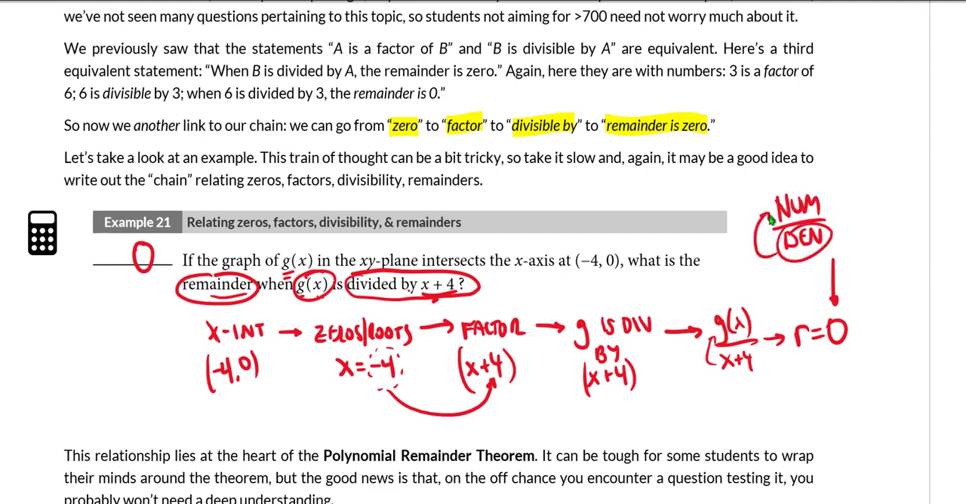If this denominator goes evenly into the numerator, in other words, the numerator is divisible by the denominator, the remainder is always going to be 0. We know that g of x is divisible by x plus 4 because of all these other links in the chain, which means the remainder is 0.